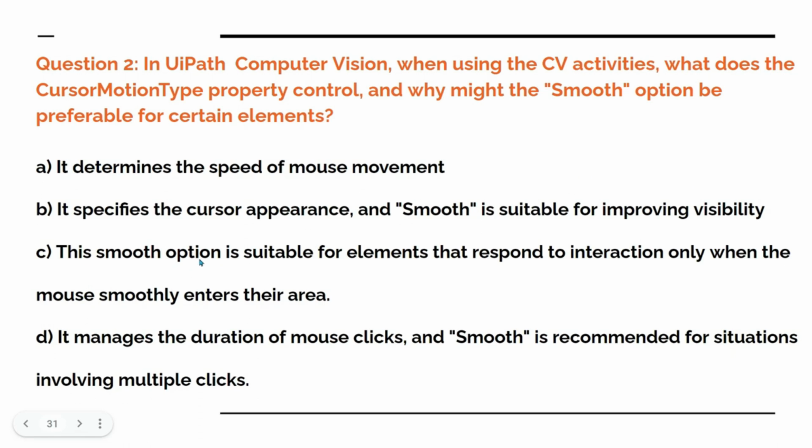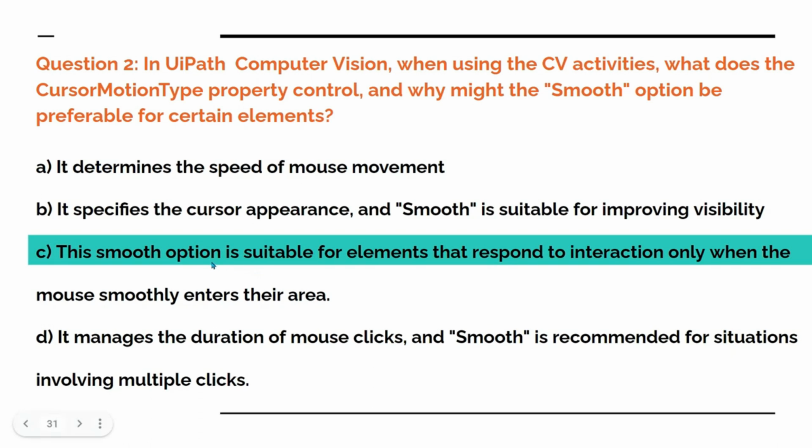Option C, the smooth option is suitable for elements that respond to interaction only when the mouse smoothly enters their area. Option D, it manages the duration of mouse clicks, and smooth is recommended for situations involving multiple clicks. Are you going to use it for multiple clicks? Now pause the video, select your right answer. Let me reveal the right answer for this: it is option C. The smooth option is suitable for elements that respond to interaction only when the mouse smoothly enters their area.